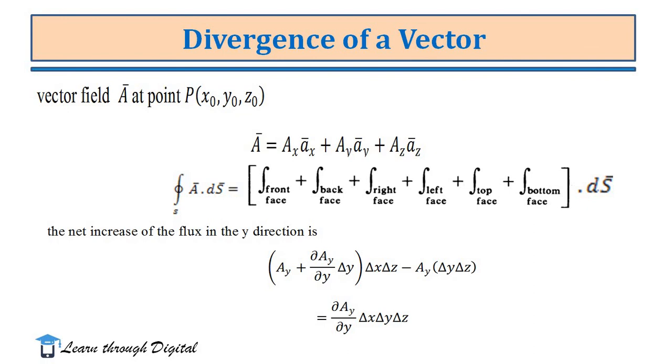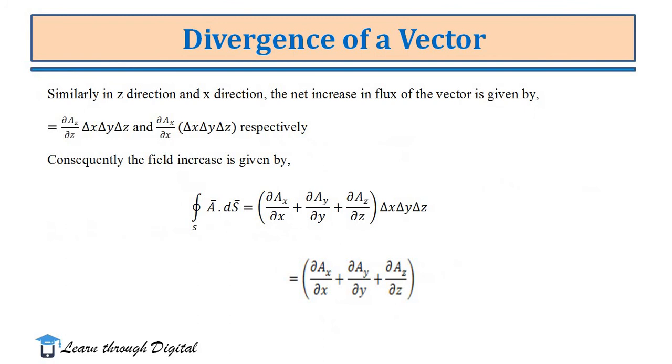The net increase of flux in the y direction is Ay plus dou Ay by dou y del y, times del x del z, minus Ay del x del z. So therefore, the net increase of flux in the y direction is dou Ay by dou y, del x, del y, del z. Similarly, the net increase of flux in the z and x directions are dou Az by dou z, del x, del y, del z, and dou Ax by dou x, del x, del y, del z respectively.